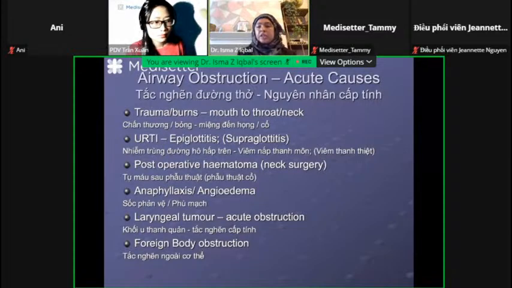The next condition is an upper respiratory tract infection, such as epiglottitis, which is at the level above the vocal cords.